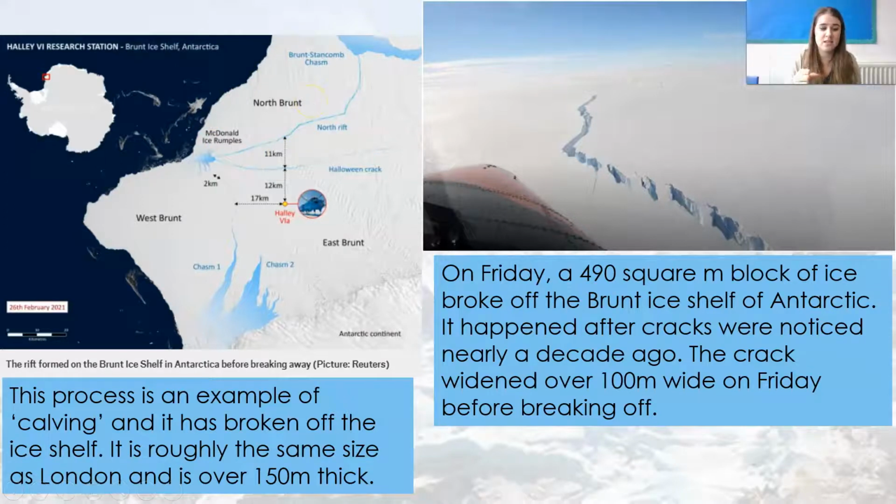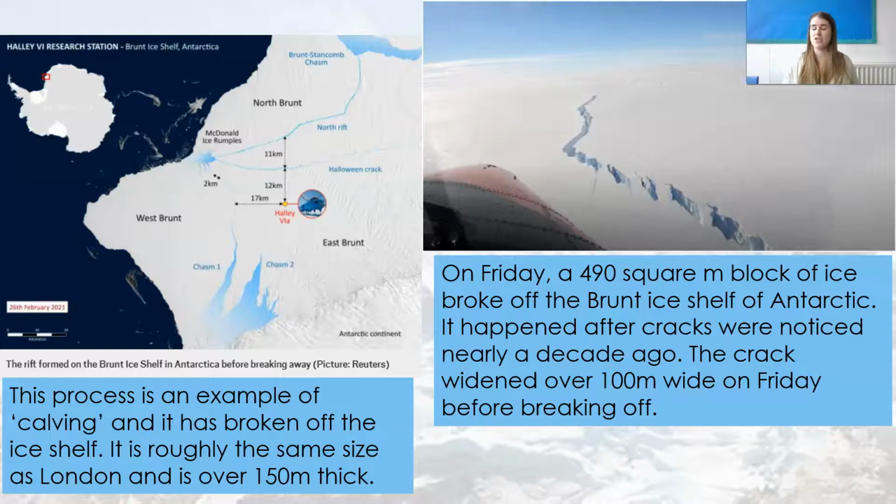Now, this is an example of calving, okay? You know when I mentioned that it breaks off because it's warmed up underneath and it breaks off into a big ice cube? That's exactly what's happened. Over the last 10 years, it's got wider and wider, but on Friday, it widened over 100 metres and then completely broke off. Now, the interesting thing about this, just to give you an idea of how big it is, is that this piece that's fallen off this entire ice shelf in the Antarctic is a little bit bigger than London. So it is a massive piece of ice that's broken off, and it's over 150 millimetres thick, okay?